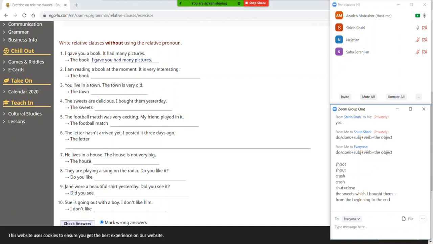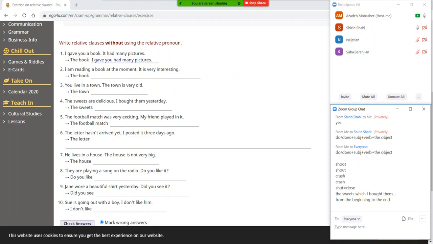So, number four, the sweets I bought are delicious. Okay? Which types of relative pronouns do we delete? There are two types. They come either instead of the subject or the object. Which one can we delete from the sentence? Object. Very good, yes. Which one is related to the object? We can, but we cannot omit the subject.